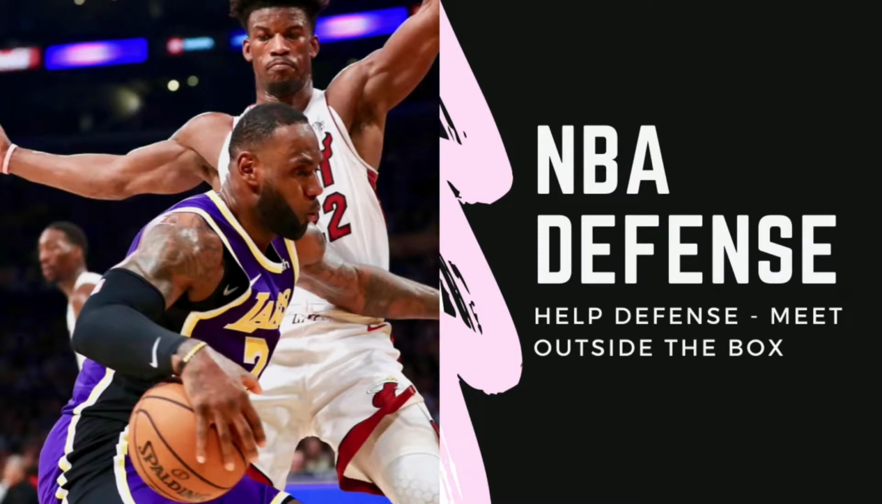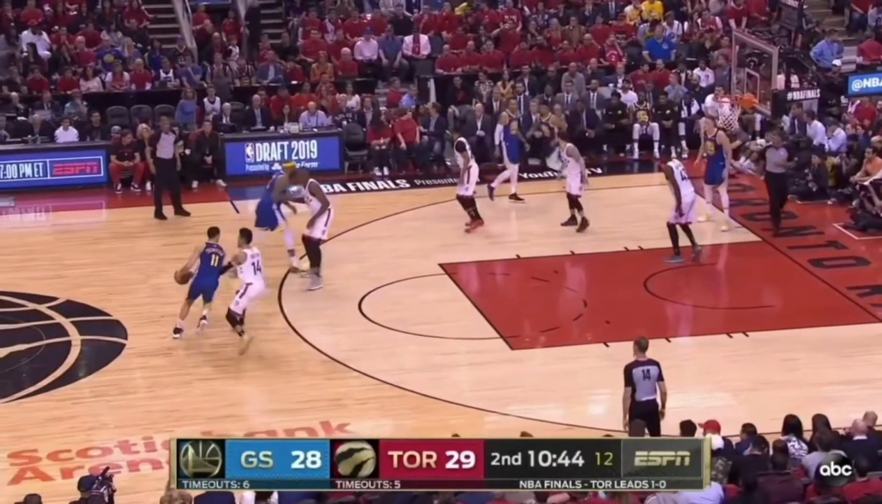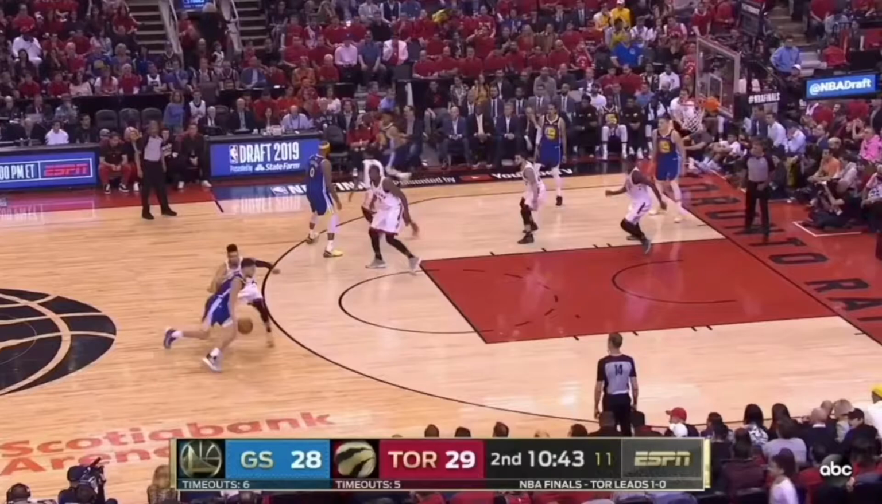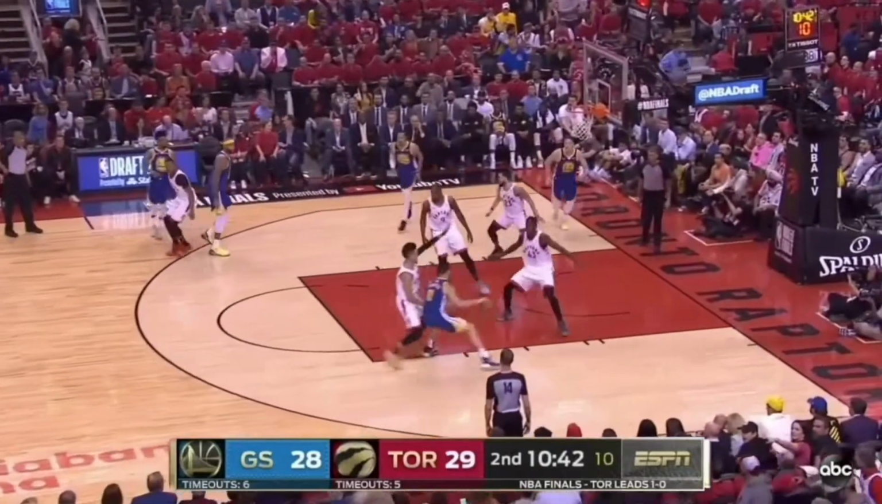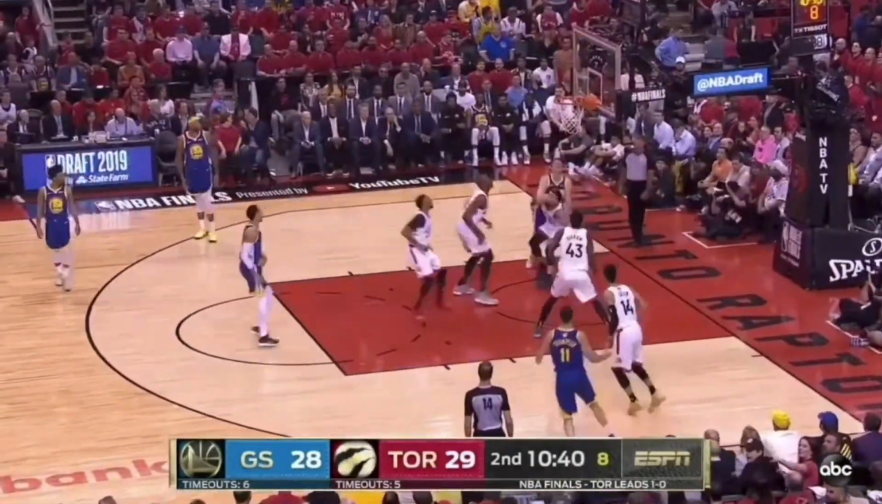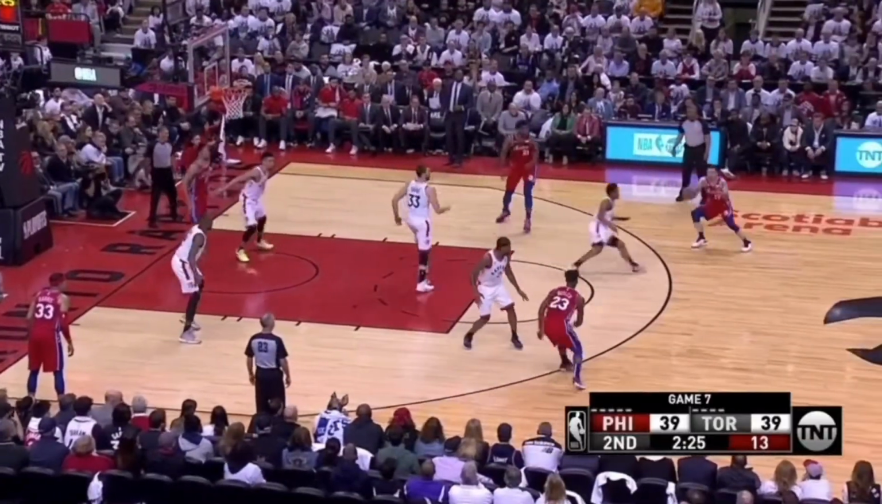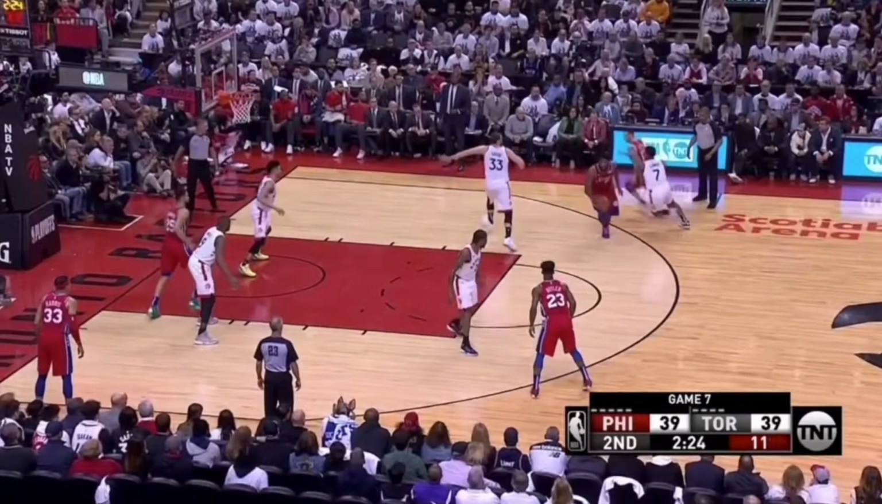To continue with our NBA defensive breakdown, we have our help defense and meeting the player outside the box. You'll also hear this called trapping the box or putting out the fire, depending on the NBA team's terminology. But the low man right here is going to rotate outside the restricted circle to attempt to take away that driving alley or driving lane from the offensive player.